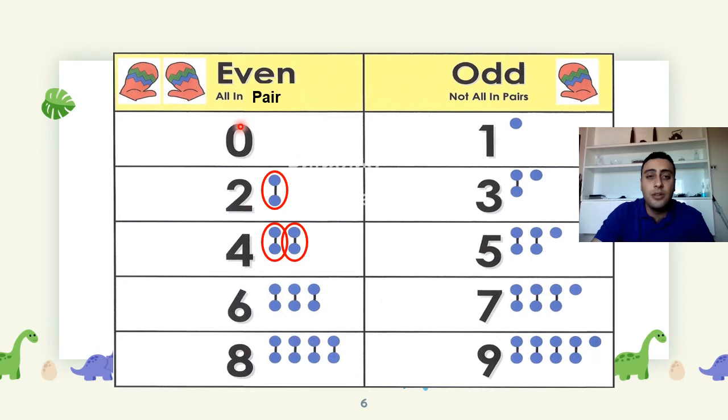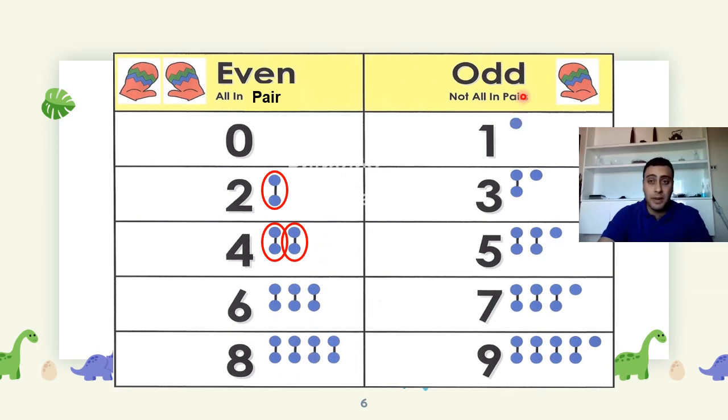Number 0. 0 is an even number. Next one is 2. You see, one pair. 2 is an even number. 4. 4 has one pair, two pairs. So 4 is an even number also. 6. Even number. 8. Also an even number.